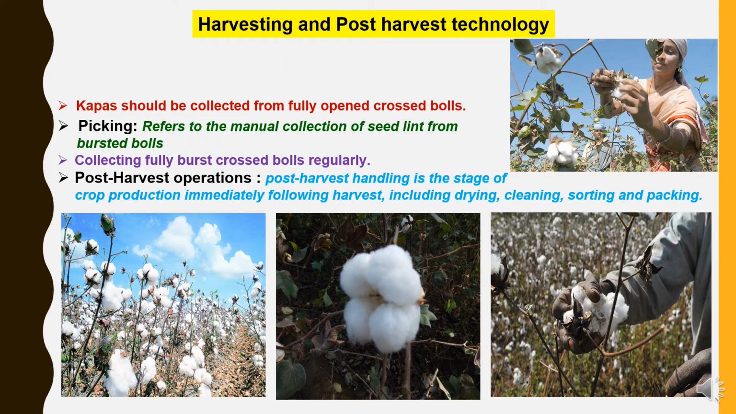Here we study harvesting and post-harvest technology. The kapas should be collected from fully opened crossed balls, and picking refers to the manual collection of seed lint from burst balls, collecting fully burst crossed balls on a regular basis, followed by post-harvest operations. Post-harvest handling is the stage of crop production immediately following harvest, including drying, cleaning, sorting and packing. So after harvesting we have to take care of all post-harvest operations and processing activities.